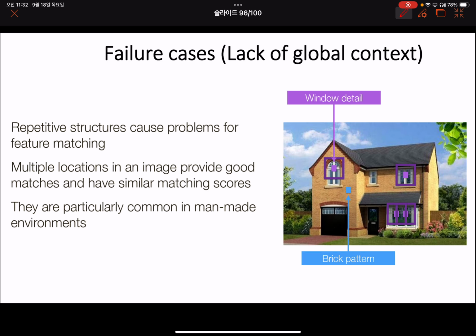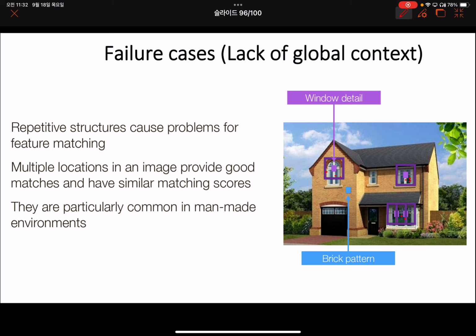Structure from motion, a failure case. Obviously, SIFT only sees local patches, so it actually lacks global context. If there is a similar pattern, like let's say this one, the window details might be very similar for all the windows, then there can be wrong correspondences between different windows, right?